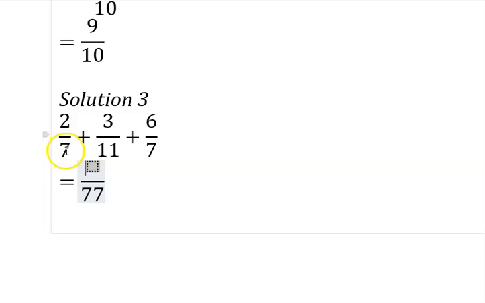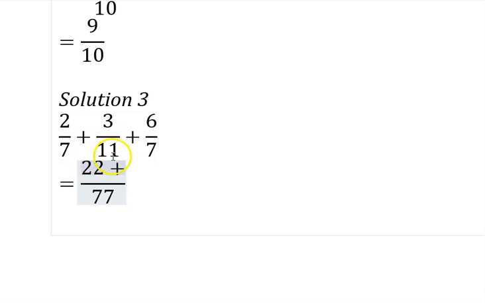Now, let's adopt the same method. How many times will 7 go in 77? That's 11 times. 11 times 2 will give you 22. Because we are working with addition. How many times will 11 go in 77? That's 7 times. 7 times 3 here is 21. Also, how many times will this 7 that we have here go in 77? That's 11 times. 11 times 6 that we have here is 66. Great.